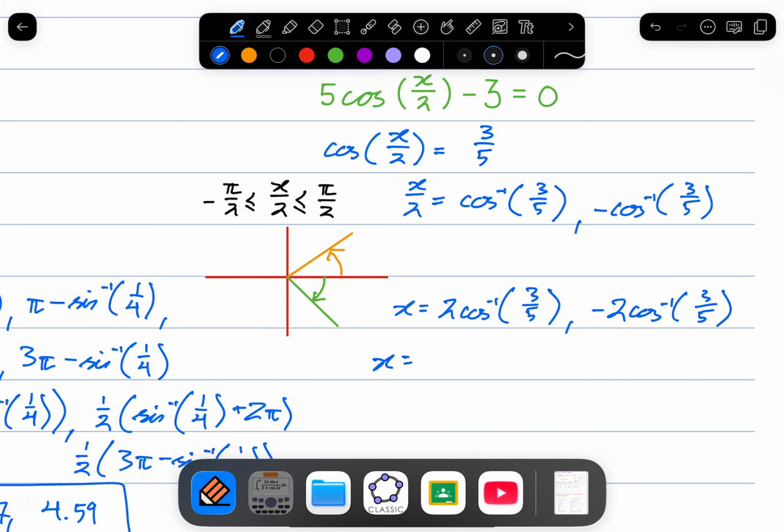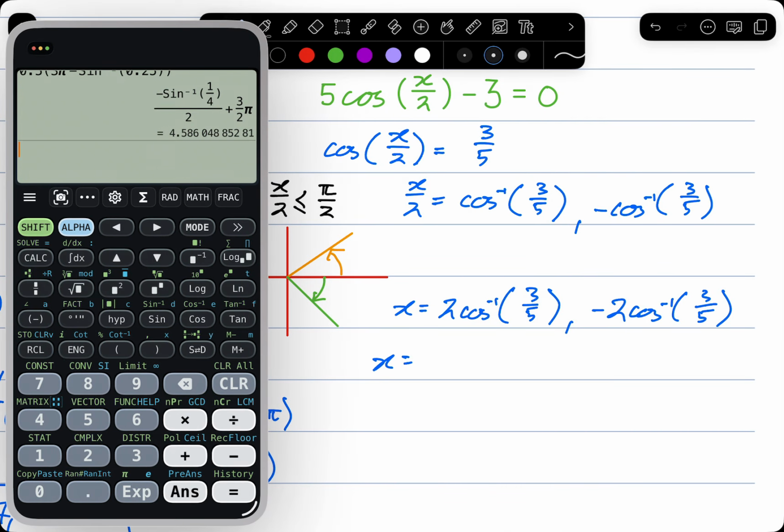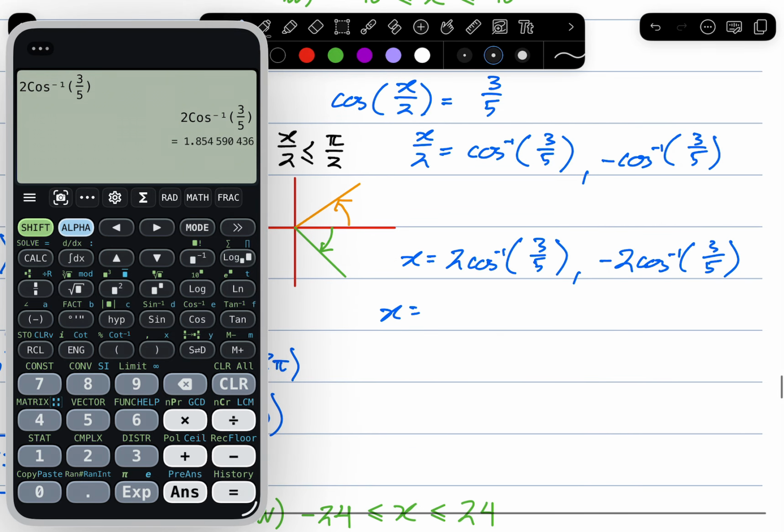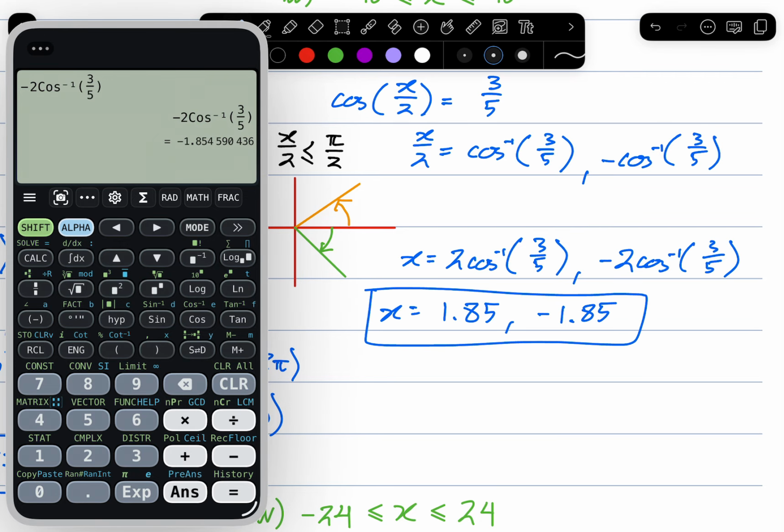Taking our decimal solutions of this one, 2 cos inverse of 3/5, we get 1.885, and the negative of this is obviously negative 1.885. And these are the 2 solutions.